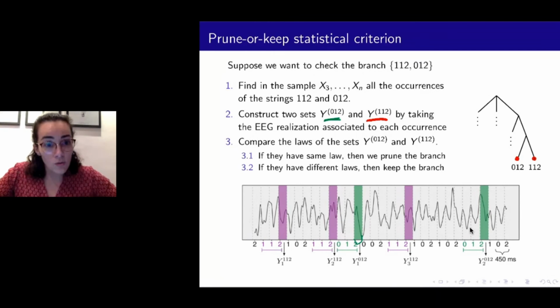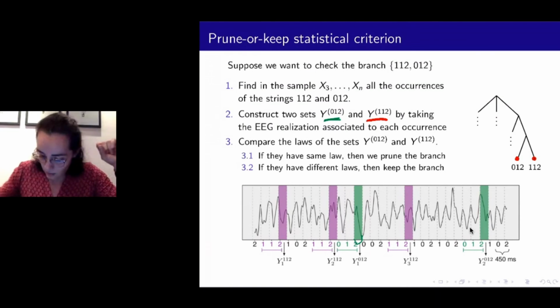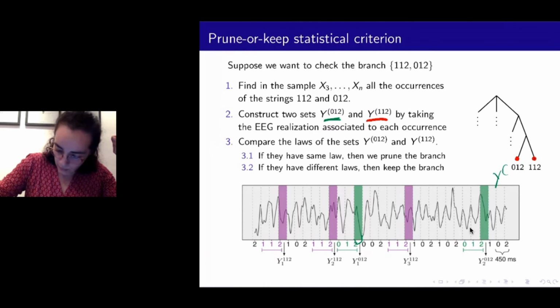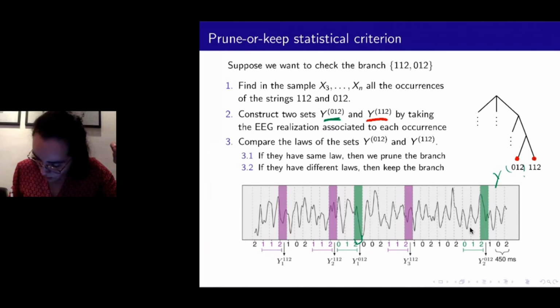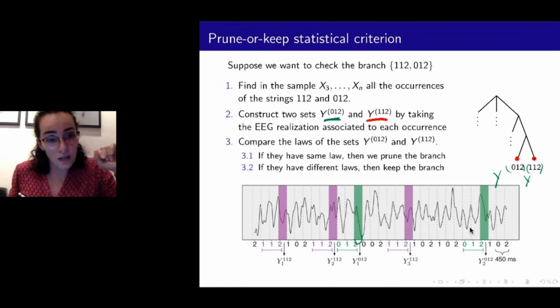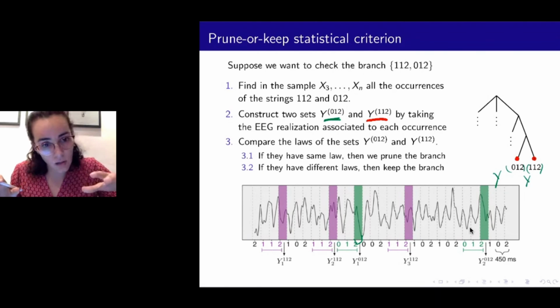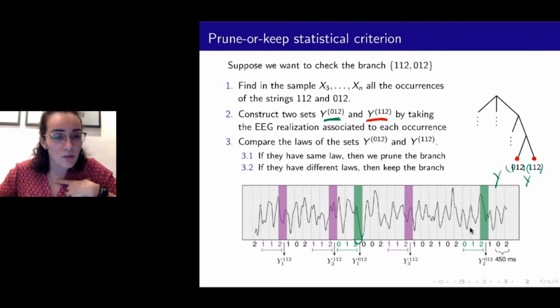And my statistical criterion to decide to prune or keep the branch will be the following. I will test these two sets. So now I have one set associated to this guy and another set associated to this guy. And the question that I will ask is statistically, are the laws of these two sets equal or not? So if they have the same law, actually the fact that I have a 0 or a 1 here is not making any difference to generate the law, right? To decide the law of the sample. So if they have the same law, I will prune the branch.